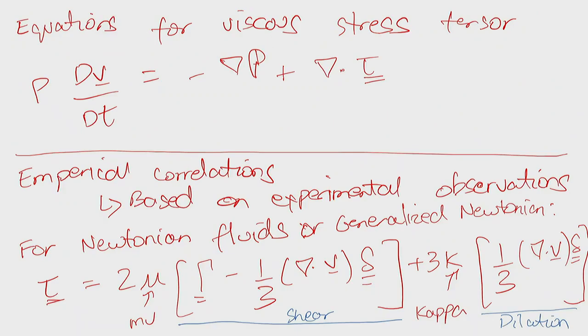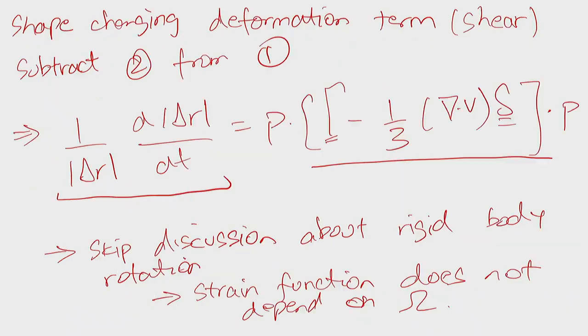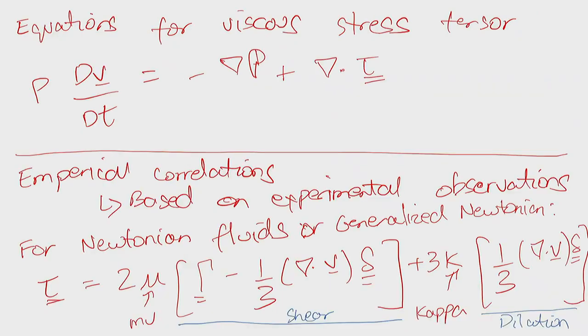Empirically, they've introduced these two factors, mu and kappa, which enable you to now use this equation that relates tau to the dilational and the shear stresses. You still need to understand where the term in the bracket comes from, which is why we covered it. But the mu and kappa terms are a consequence of experimental observations.